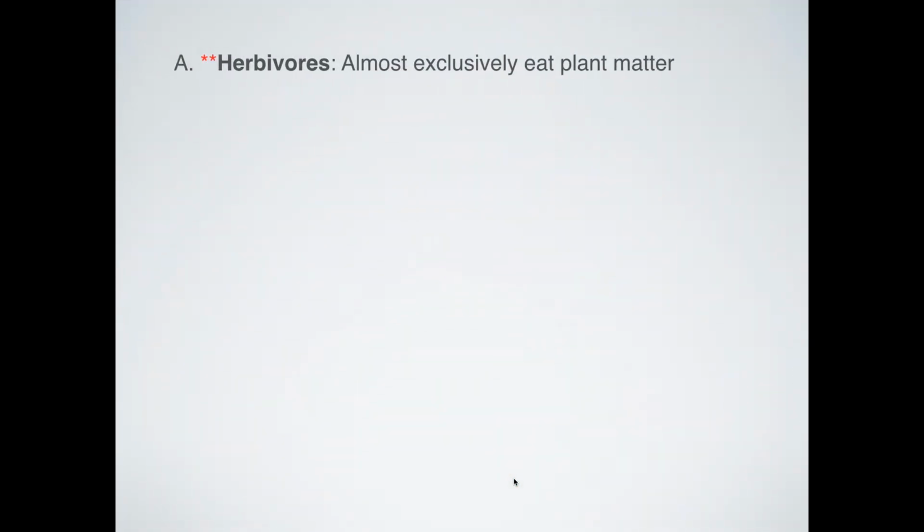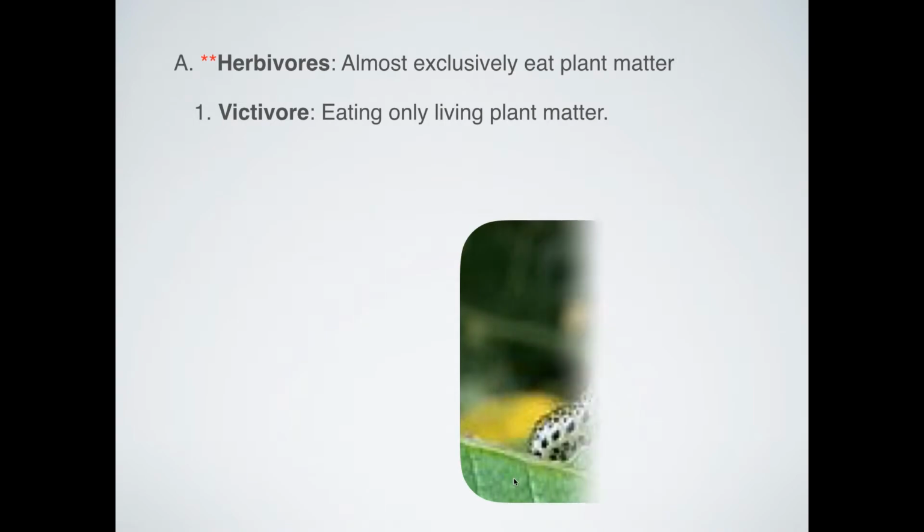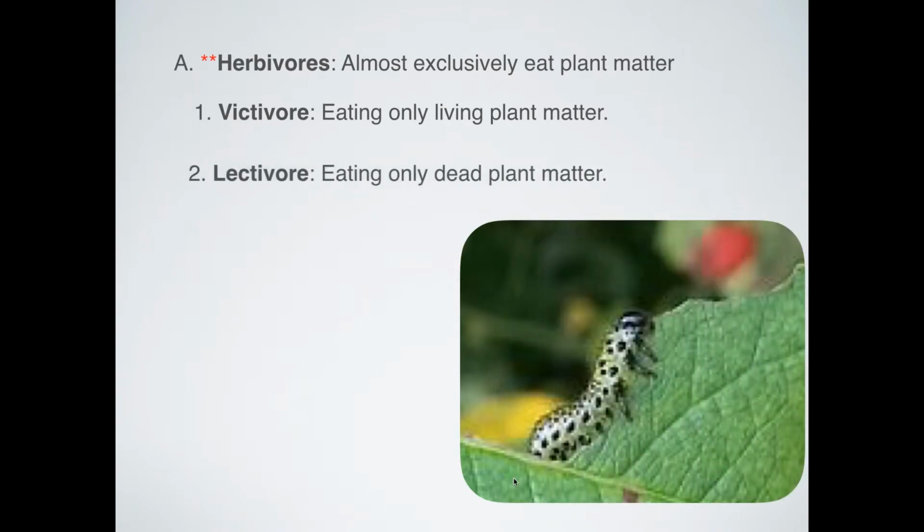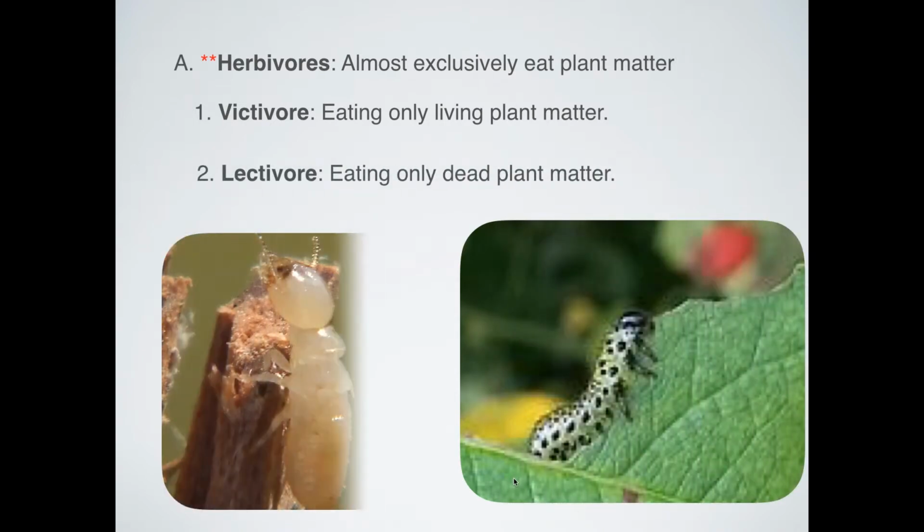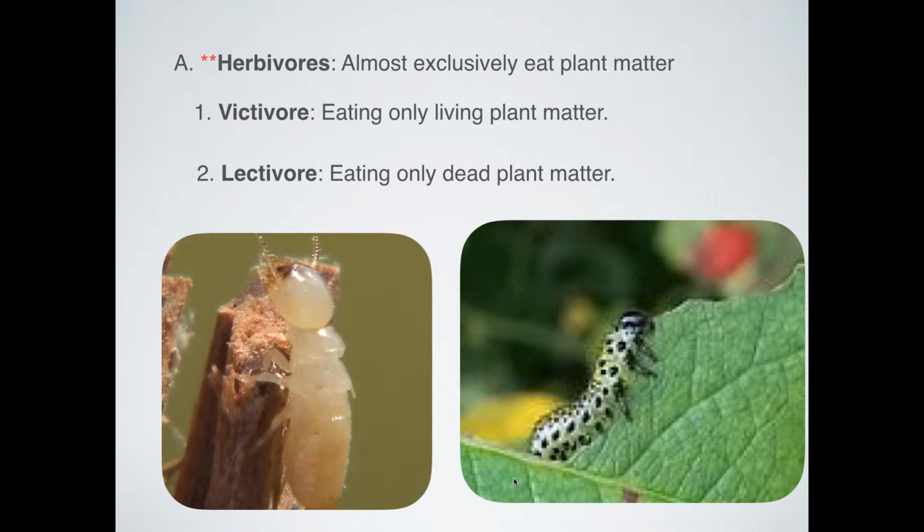when they're done. Okay, so herbivores almost exclusively eat plant matter. Notice the word almost. Herbivores occasionally will ingest meat, and that is okay. That still makes them herbivores. So again, victivores only eat living plant matter. A good example of that would be this little caterpillar. Lectivores eat only dead plant matter. That would be like a termite.